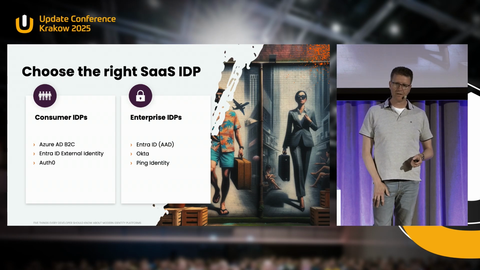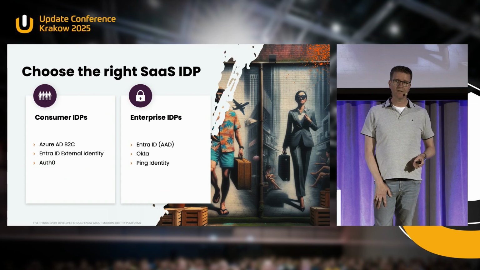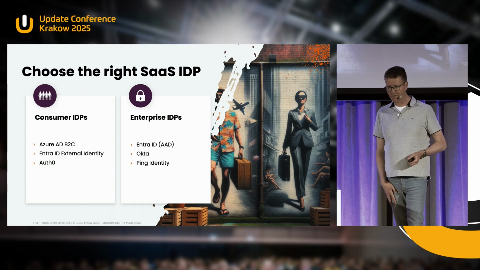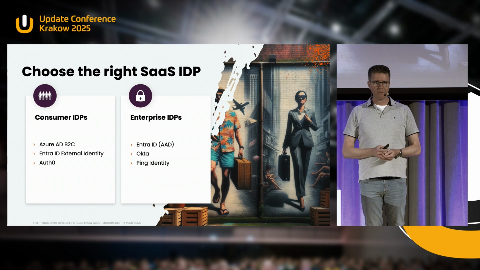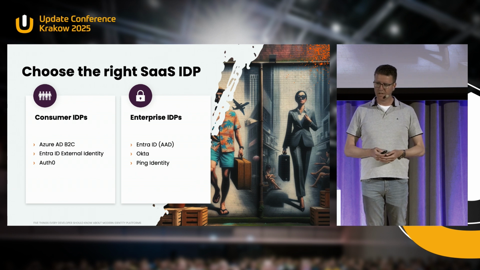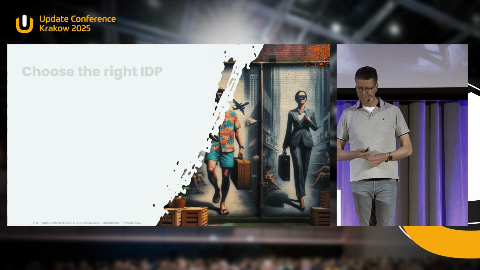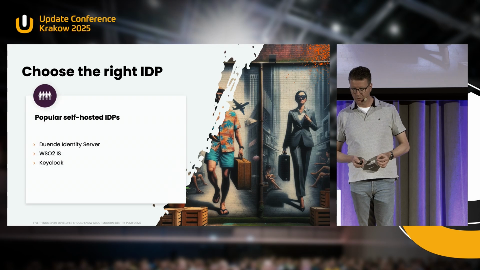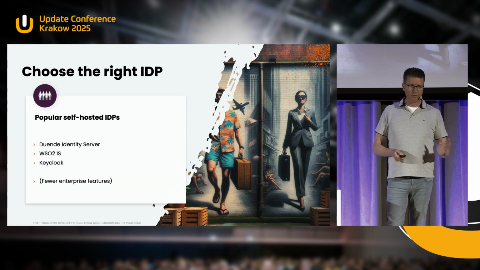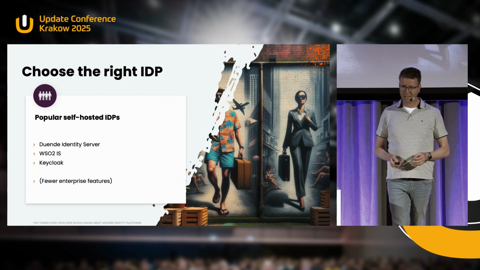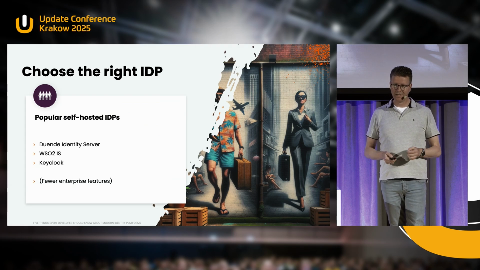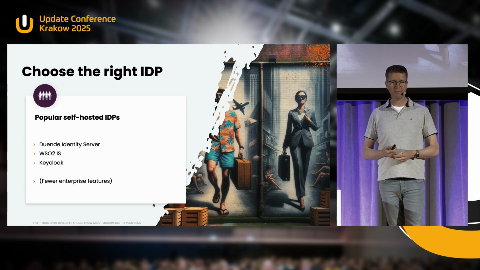And on the other hand, if you are looking at corporate identity platforms, then the most popular ones in this area are Entra ID, which is, well, Azure AD vNext, or renamed actually. And like I already mentioned, Okta and Ping are also front runners in this area. Right. If you don't want to use a SaaS offering for IDP, then it makes sense to look at these ones. So Duende Identity Server, that's one of my personal favorites.